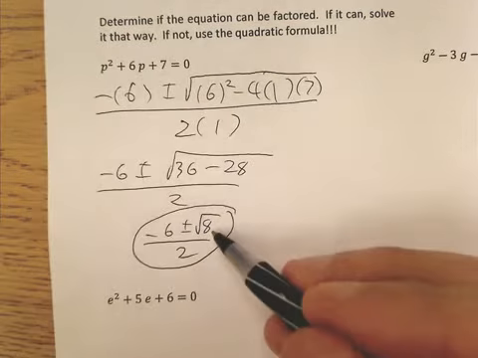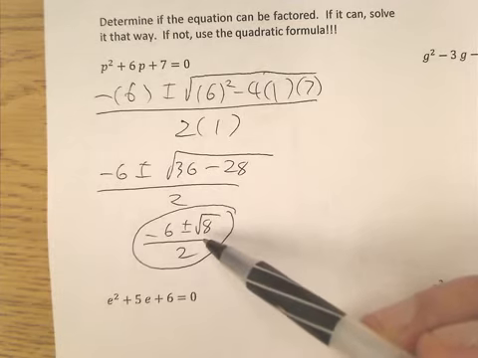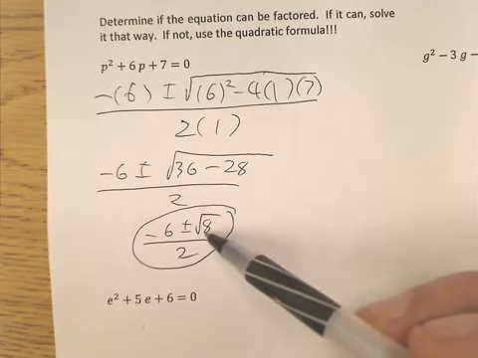8 isn't a perfect square. Because it wouldn't factor, I can tell you right now that the square root's not going to come out evenly. So don't worry about that. Just leave it like that.